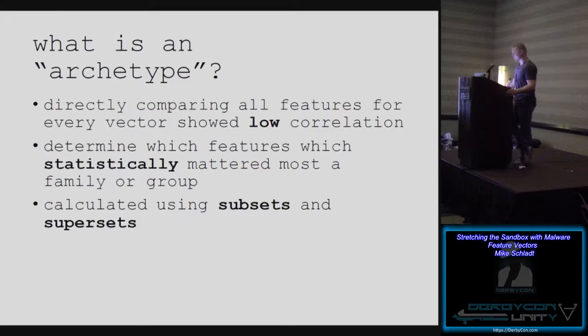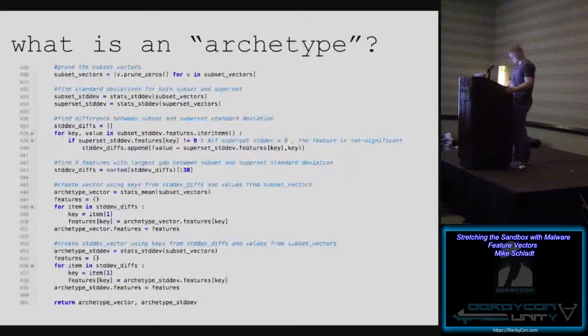And then what you do is you ask which features have the lowest amount of variance once normalized in the subset, but the greatest amount of variance in the superset. It's as simple as taking the variance of each of the vectors and then subtracting them and then figuring out what your top 30 features are that really define that sample.